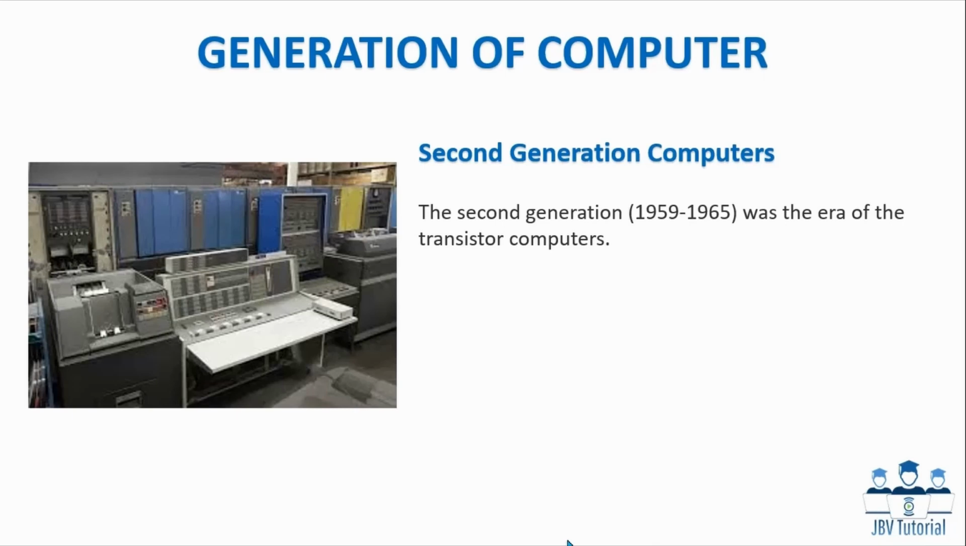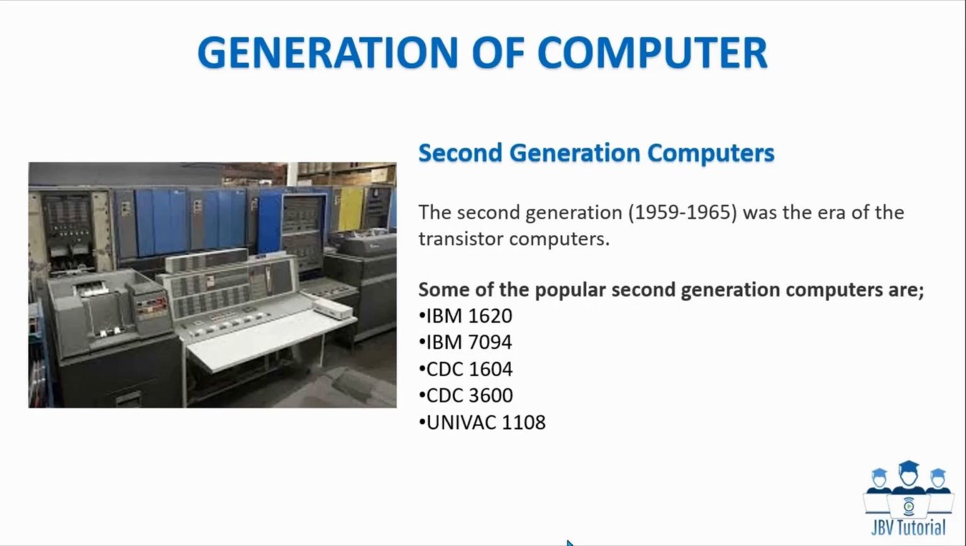In this generation, magnetic cores were used as the primary memory, and magnetic disks and tapes were used as the secondary storage. Assembly language and programming languages like COBOL and Fortran, and batch processing and multi-programming operating systems were used in these computers. Some of the popular second-generation computers are IBM 1620, IBM 7094, CDC 1604, CDC 3600, and UNIVAC 1108.